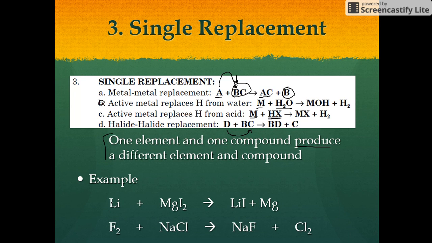In this first example, we've got Li. You can see at the reaction that Mg is now by itself, so that means Li kicked out Mg. If I try to figure out if they're metal or non-metals, both of these are metals, so it is matching with type A. In the second one, you notice that Cl2 is now by itself, so that means F2 kicked out Cl. F2 kicked out Cl, now Cl2 is by itself, and F and Cl are both halogens, so this is matching with a type D reaction.